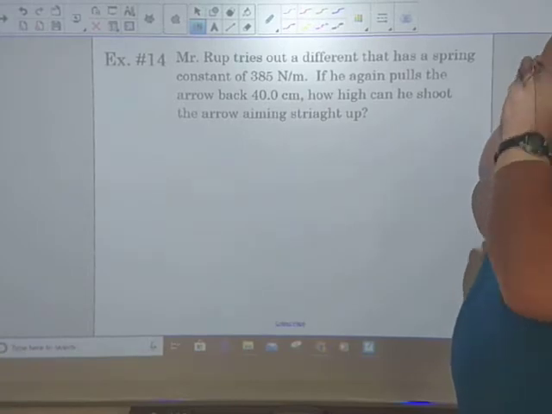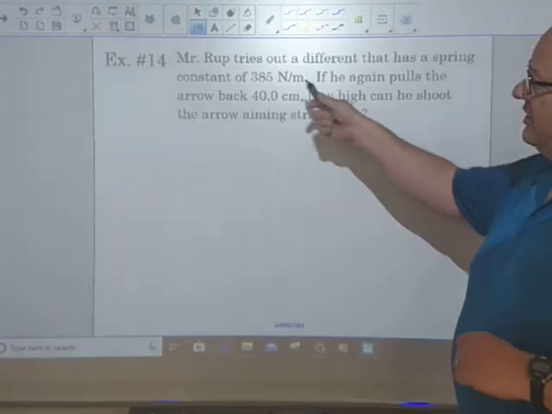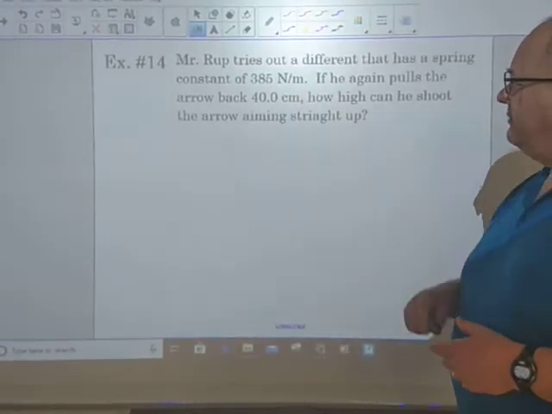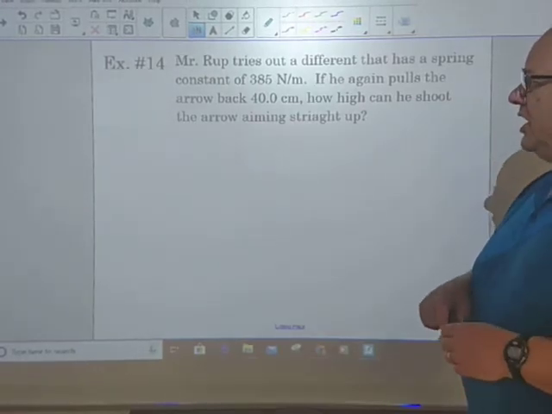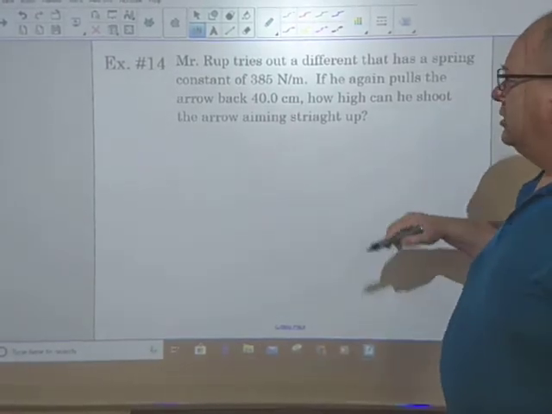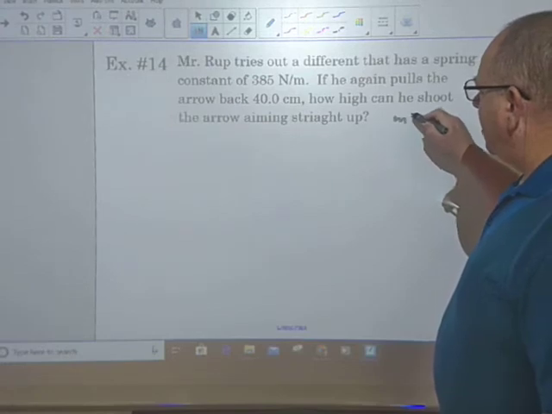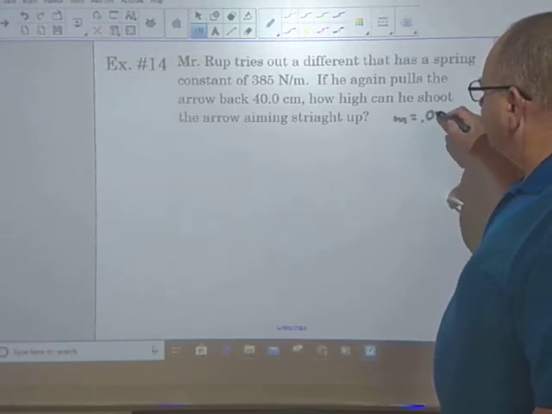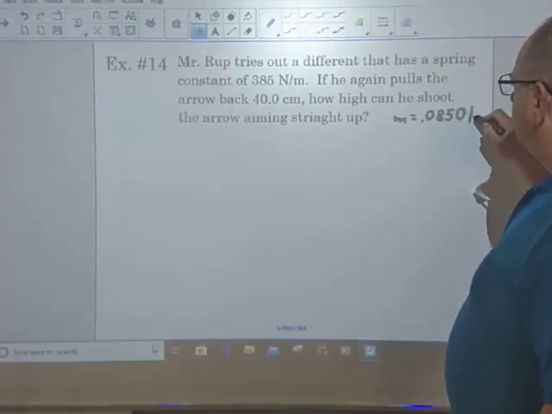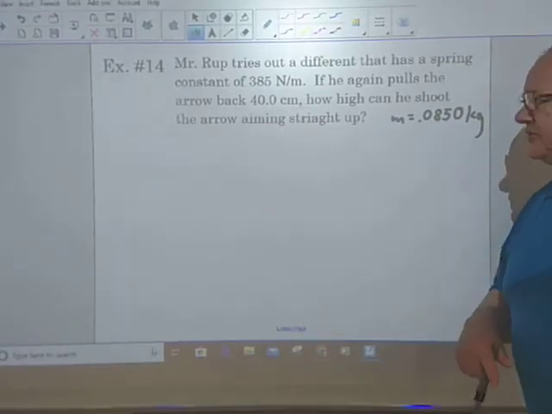All right, now I'm taking a different bow, slightly stronger spring constant, same length, and I'm going to shoot the arrow straight up. So let's go with, again, the mass of the arrow, 0.0850 kilograms, 85 grams.